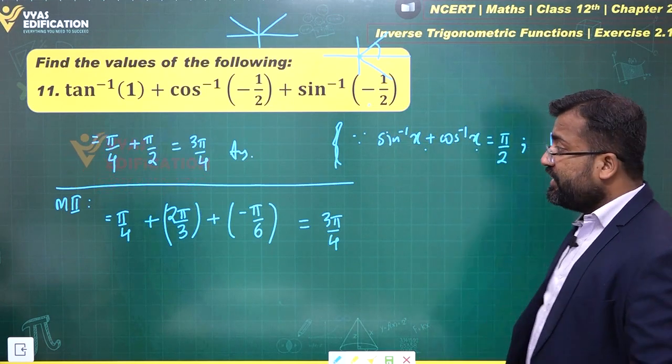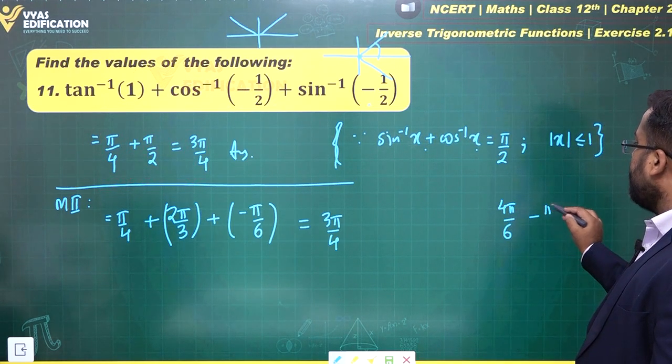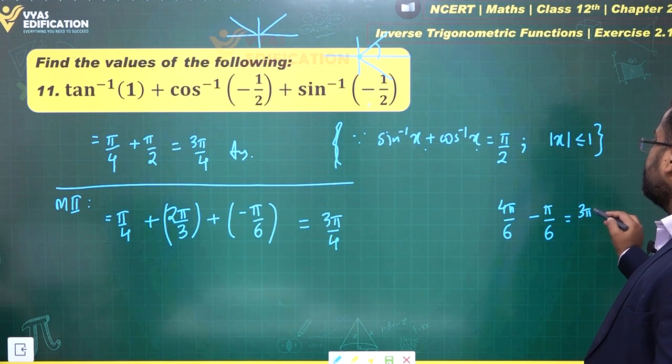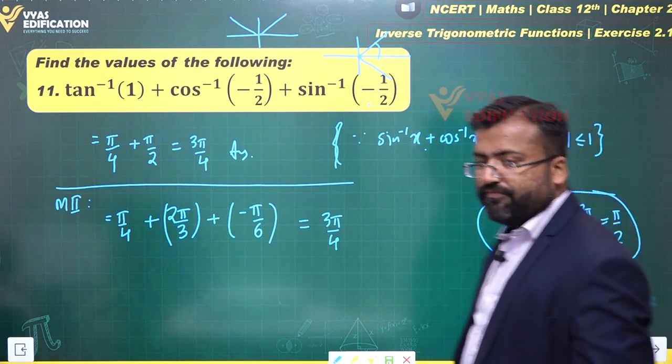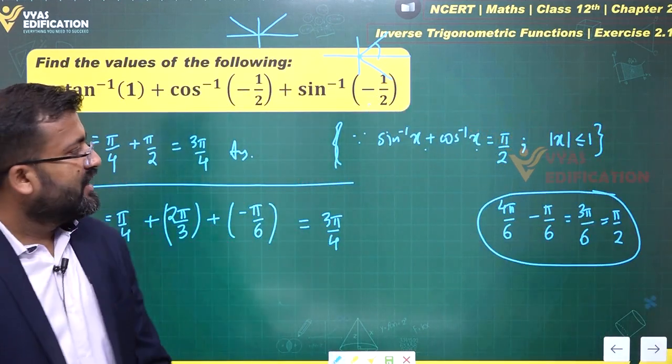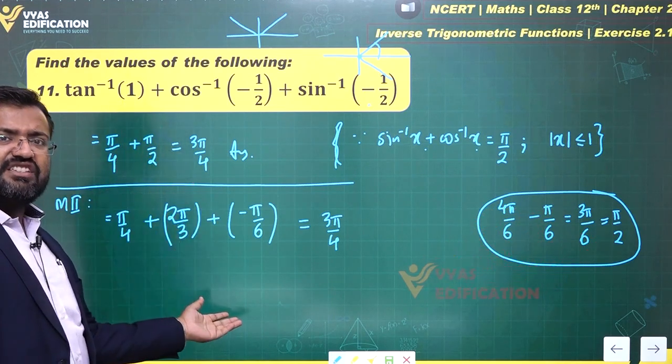How do we add 2 pi by 3 and minus pi by 6? 2 pi by 3 is actually 4 pi by 6. Minus pi by 6 gives 3 pi by 6, which is actually pi by 2 only. This is what I've used over here. Is that all? Yes, this is a pretty simple question. Very easy question, very easy explanation.